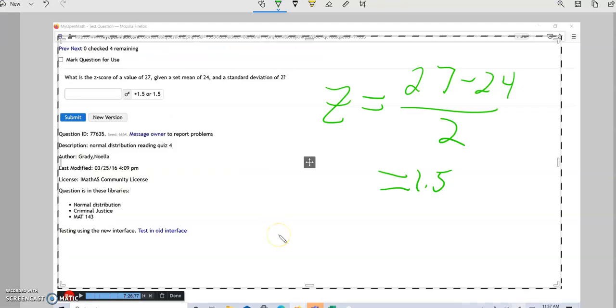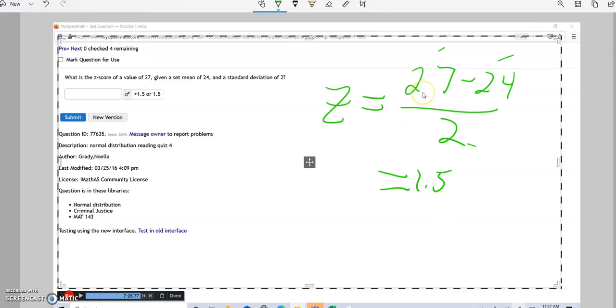Remember, let's do 2 things here. Remind you what Z stands for. The Z stands for how many standard deviations a particular value is away from the mean. And second, it is calculated by doing the X value, whatever we're evaluating, minus the mean, divided by the standard deviation. The Z-score could be positive or negative.